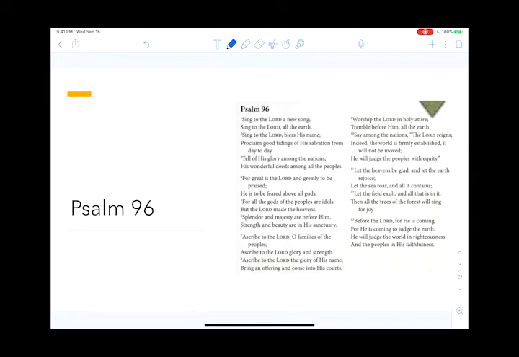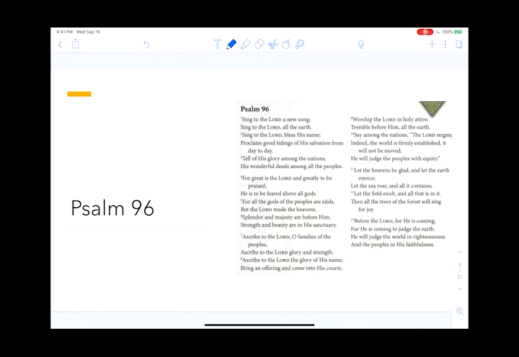Tell of his glory among the nations, his wonderful deeds among all the peoples. For great is the Lord and greatly to be praised. He is to be feared above all gods. For all the gods of the peoples are idols, but the Lord made the heavens. Splendor and majesty are before him, strength and beauty are in his sanctuary.